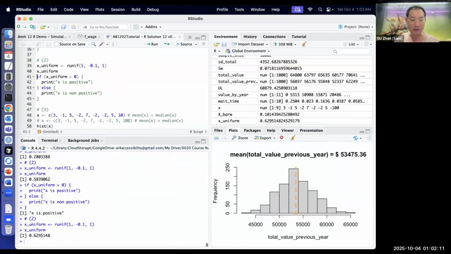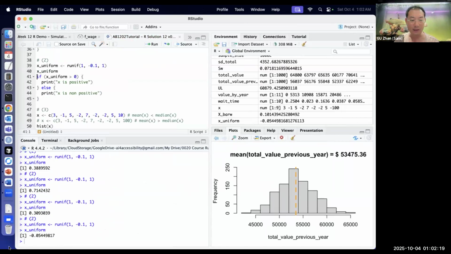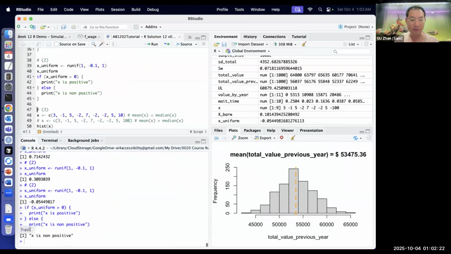So let's say if it's negative, there's a very rare chance to get a negative because of this. Oh, finally we have a -1. Then we run it. It will print x is non-positive. Okay, non-positive. Okay, that's all.